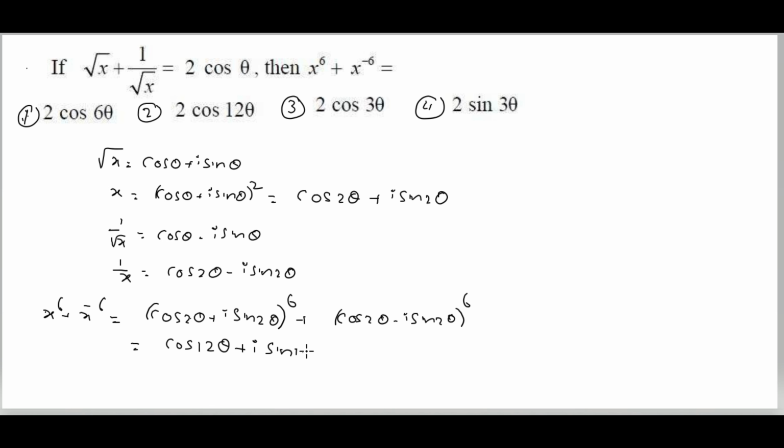plus cos 12 theta minus i sin 12 theta. Here i sin 12 theta and i sin 12 theta cancel, that is cos 12 theta plus cos 12 theta, that is equal to 2 cos 12 theta. Second option is the correct answer.